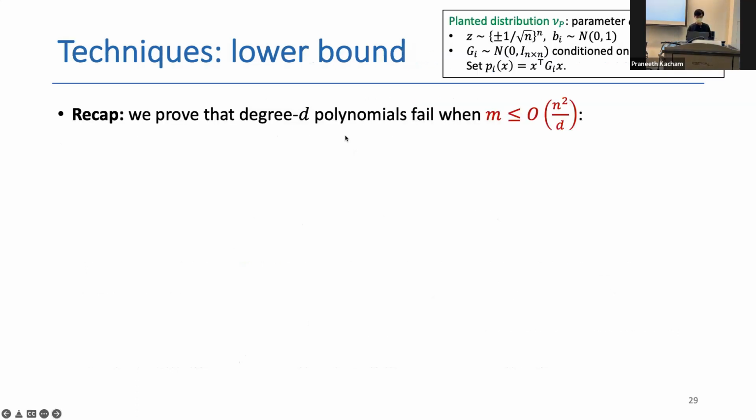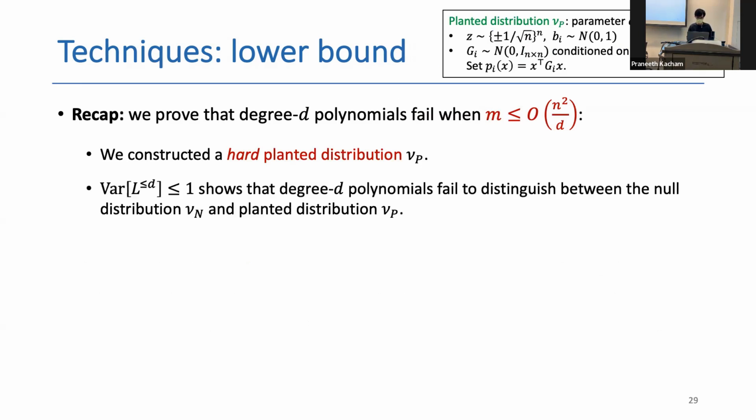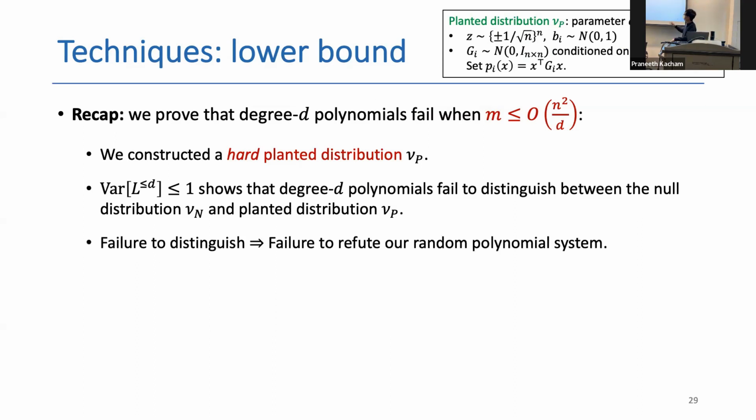Okay, just a recap. We showed that degree D polynomials fail when M is less than n squared over D. By fail, we mean that they fail to distinguish the null distribution, which is our random system, from the planted distribution. We construct a hard planted distribution, and the failure to distinguish between these two implies the failure to refute our random polynomial system. So that's the end of the low degree hardness.